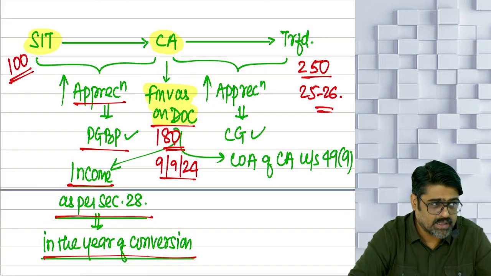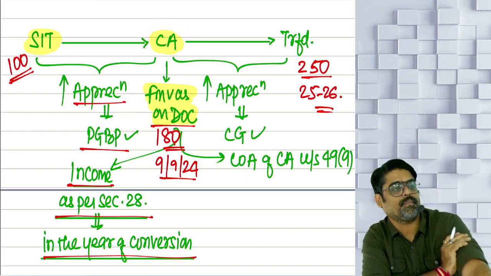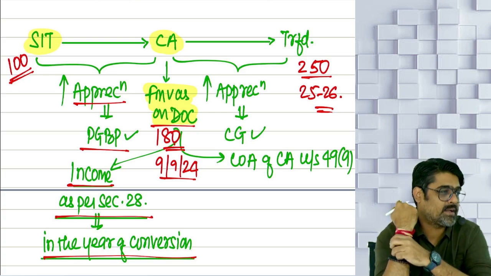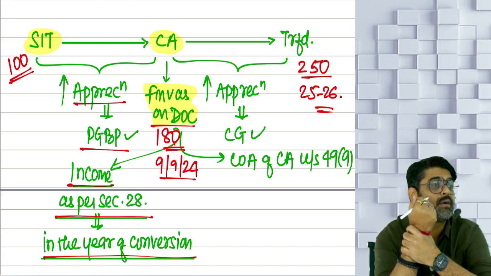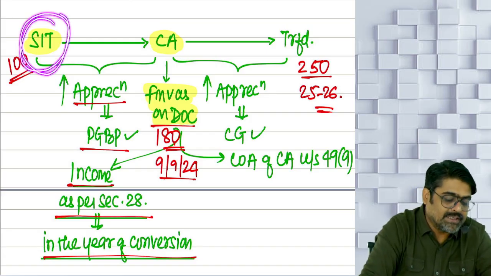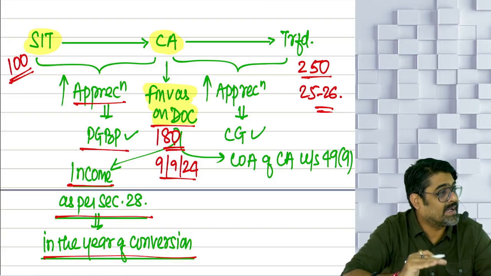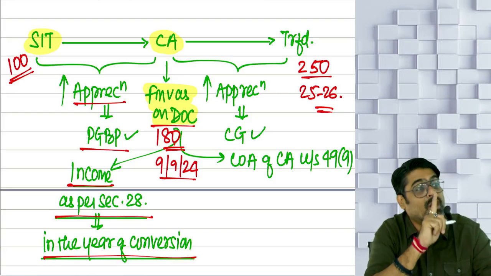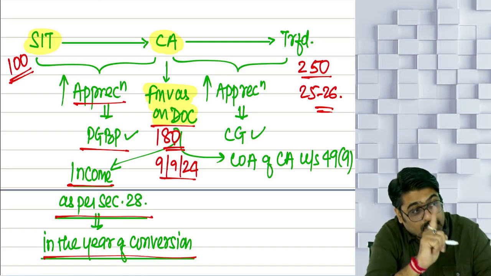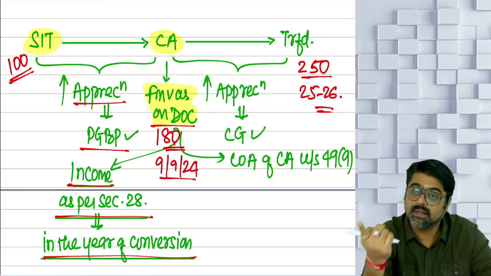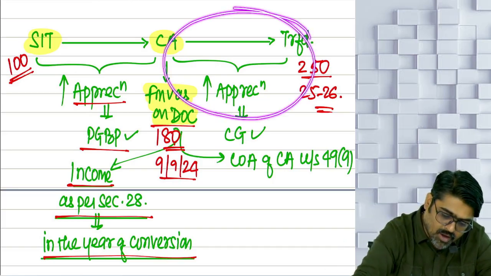Perfect. But tell me, what will be the period of holding of this capital asset? From which date will the period of holding start? This date, no? So you started holding the asset as a capital asset from the date of conversion. So your period of holding of this type of capital asset will start from the date of conversion and it will end on the date immediately preceding the date of transfer. So this will be the period of holding.